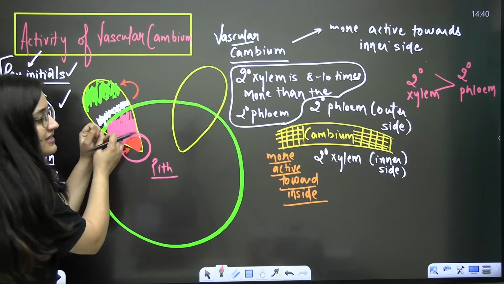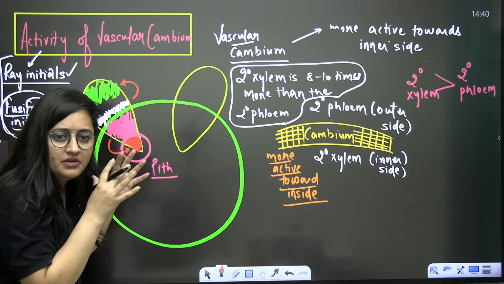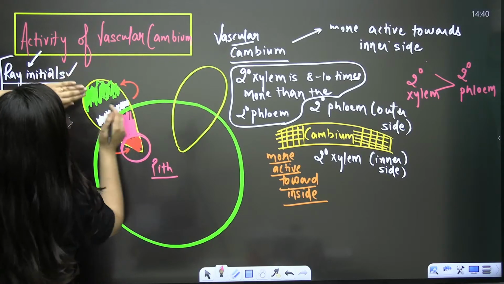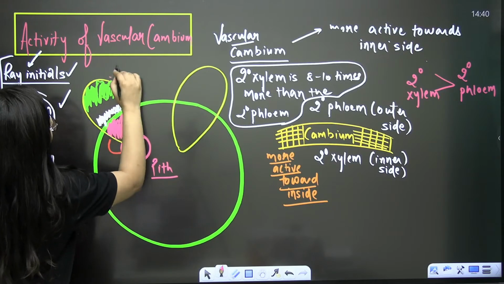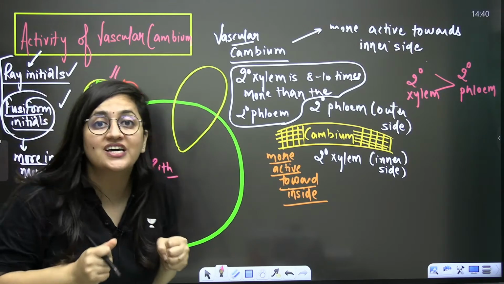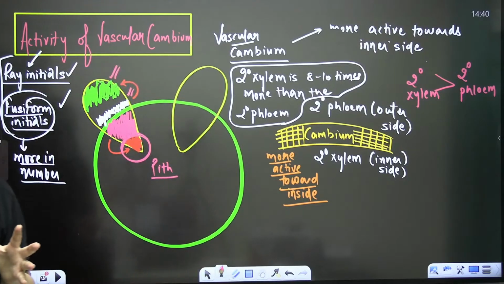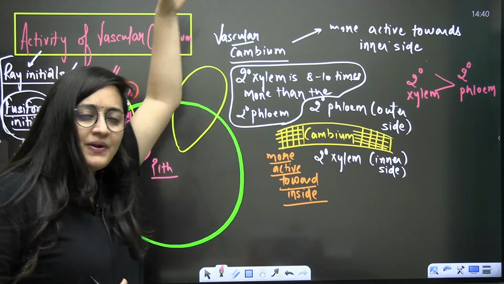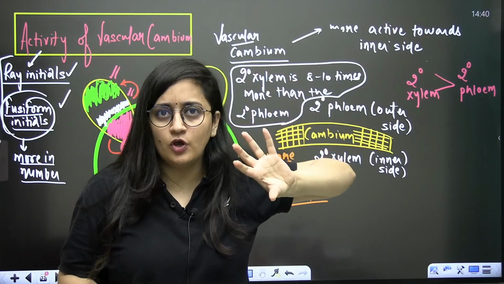So obviously the growth of secondary xylem is increasing, the cell number is increasing, and it is going to exert a pressure. It will even break the old formed secondary phloem and the primary phloem as well. It is going to crush it. So that primary phloem will also get crushed, and the old formed secondary phloem will also get crushed.